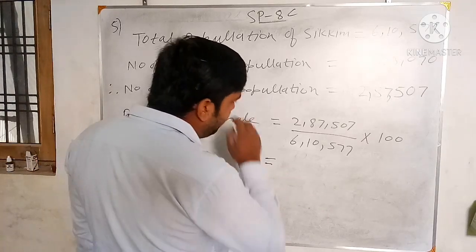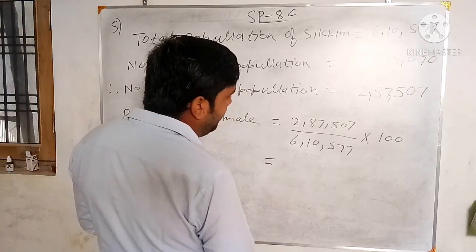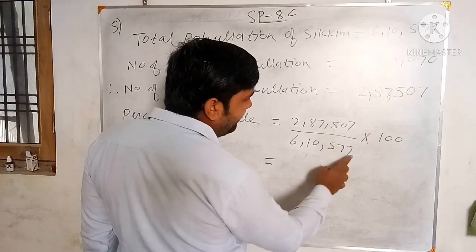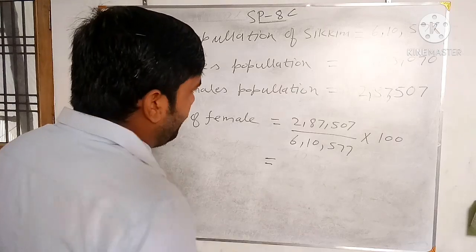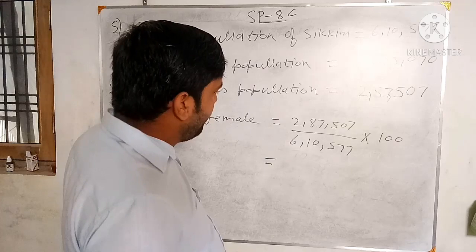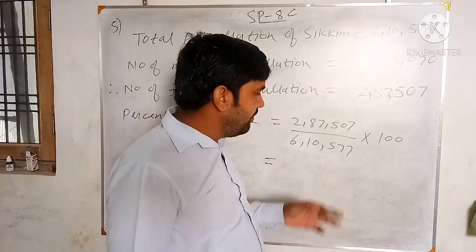See how we solve, how this number can be cancelled. 6 plus 1 is 7, 7 plus 5 is 12, 12 plus 7 is 19, 19 plus 7 is 26. So let me see by which number this can be divisible. It is not divisible by 3, not by 9, and not by 5.